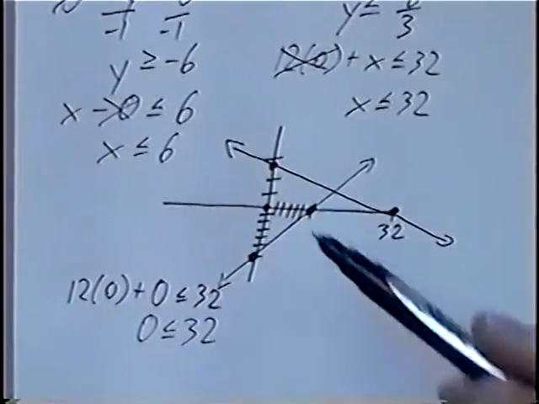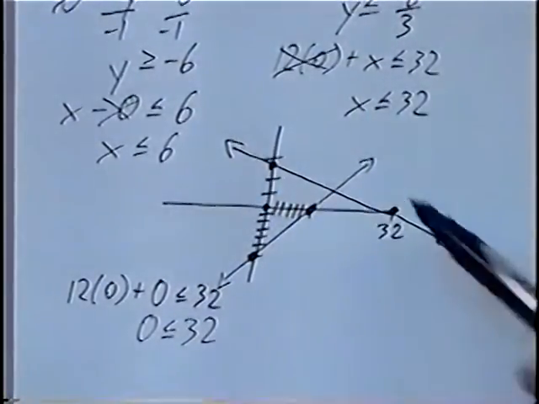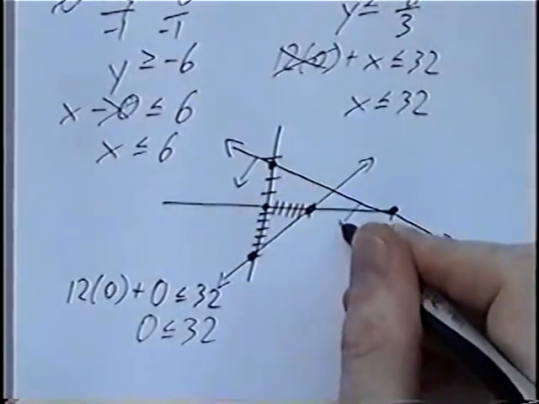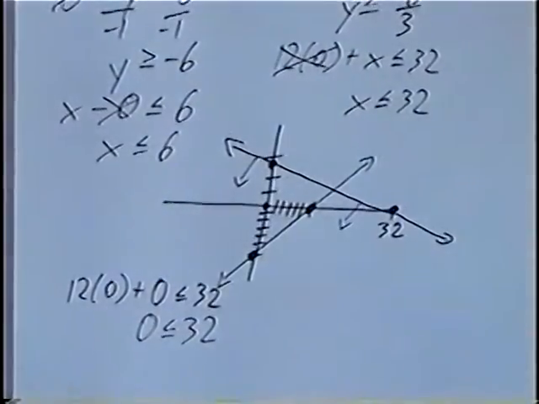So the first line that we graphed was this top line. 0, 0 would be the part that's shaded. So this line will shade underneath or to the bottom of the line.